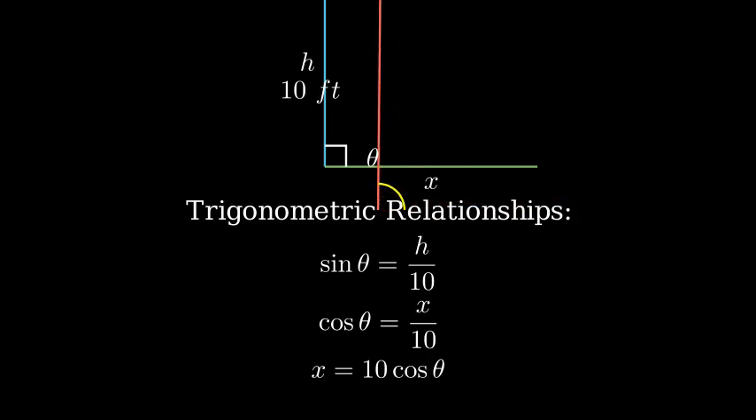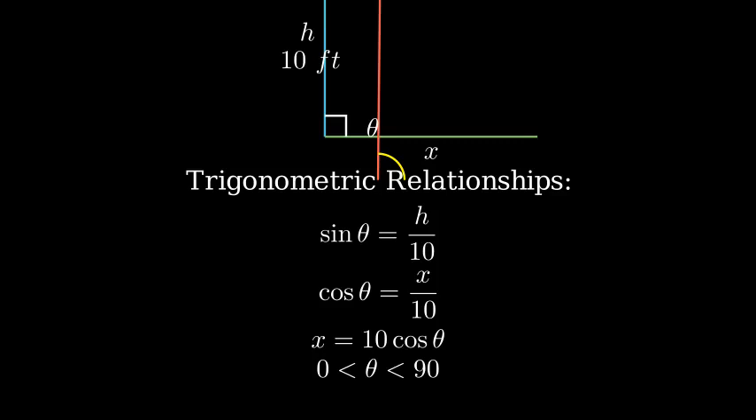As theta approaches 90 degrees, cosine theta approaches 0. So x approaches 0. The ladder is nearly vertical. Note that theta can't actually reach 90 degrees as the ladder would be perfectly vertical and unstable.